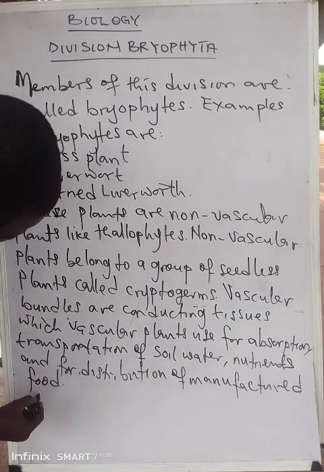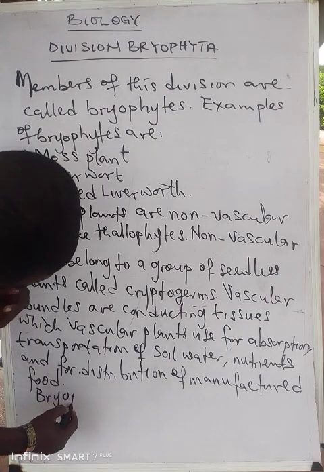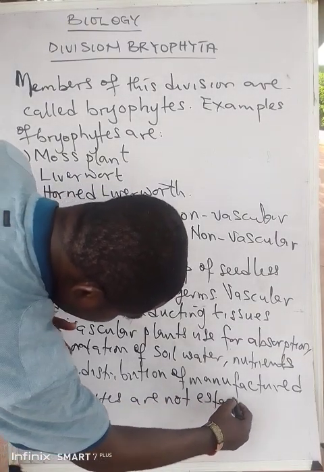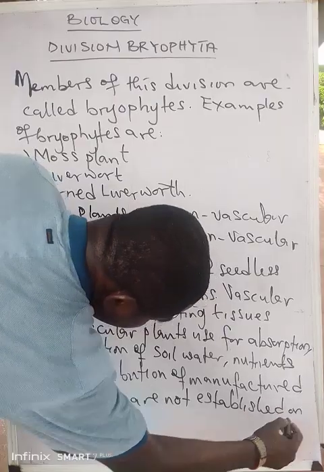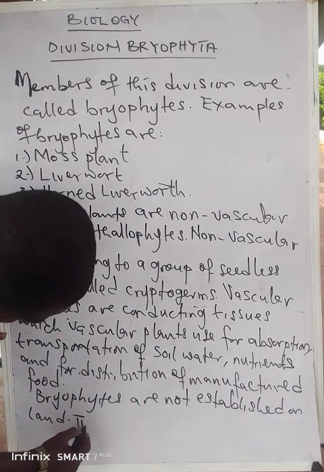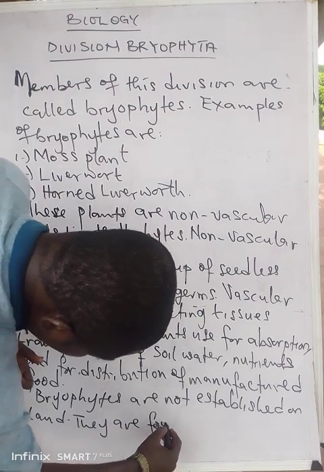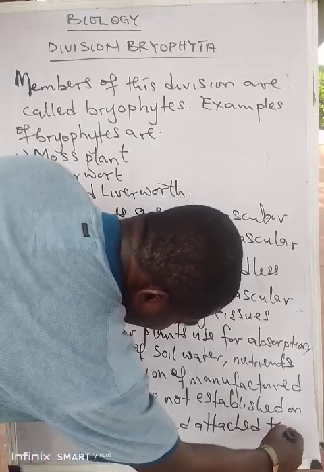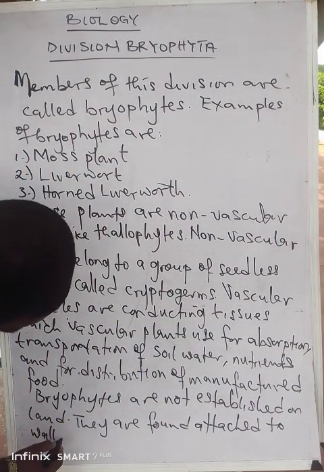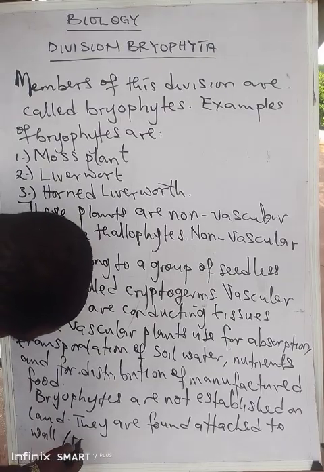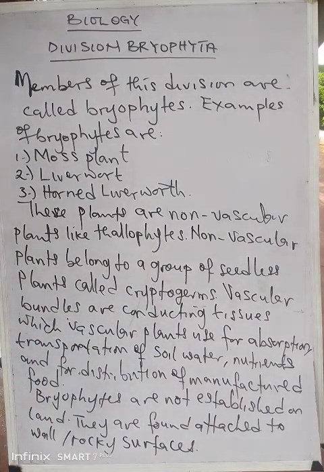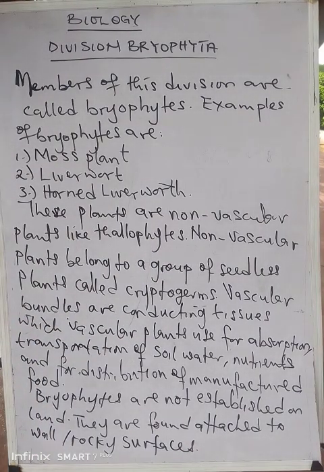So bryophytes are not established on land. Where can you find them? They are found attached to walls or rocky surfaces. When you see an abandoned wall, you will see moss plants. That's where you see them.